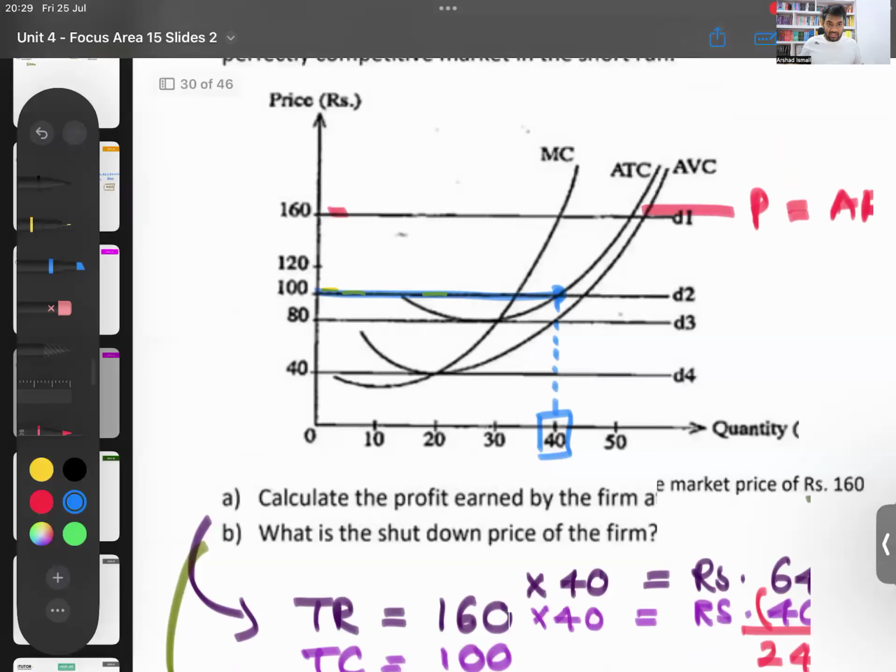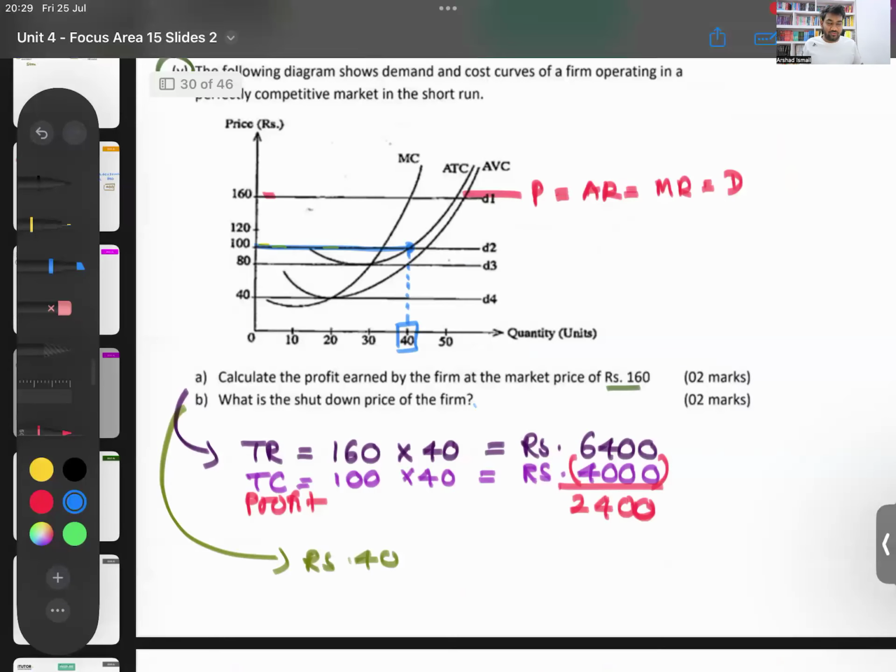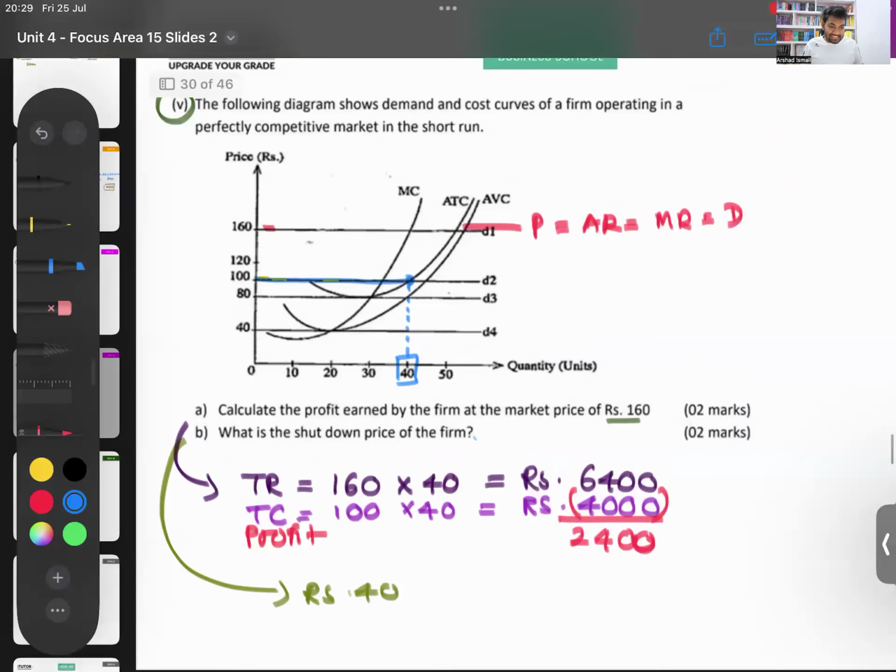No, I have not done money in bank yet. I'm still in unit number 4. So I have to do 5, 6, 7, 8, 9, 10, 11, 12. That is 2060. Easy question.